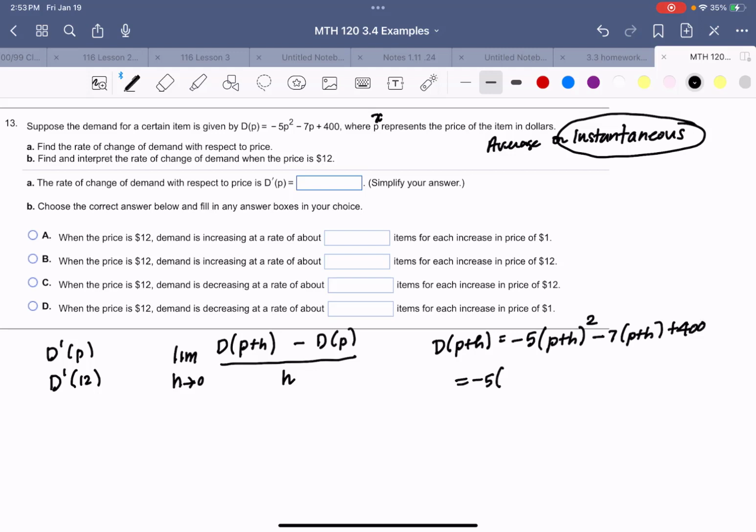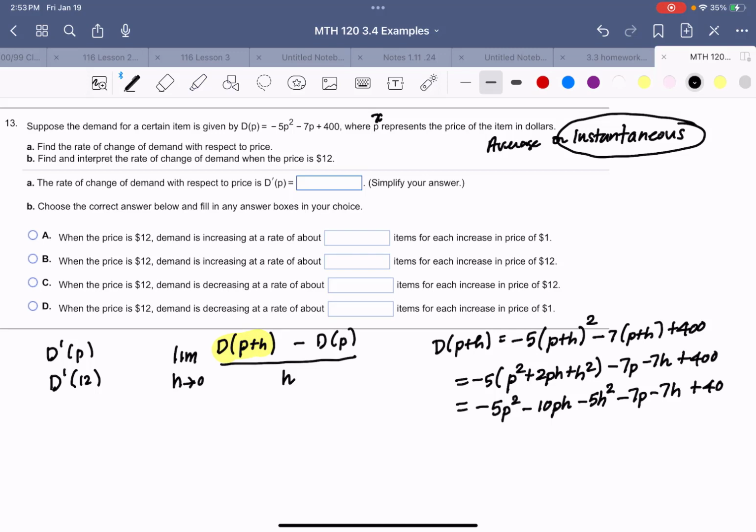That's minus 5 times P squared plus 2Ph plus h squared. Got to FOIL that out. Minus 7P minus 7h plus 400. And then the last thing is to multiply the negative 5. So negative 5P squared minus 10Ph minus 5h squared minus 7P minus 7h plus 400. Now you'll notice when you do that first part of the difference quotient, this first part never simplifies.